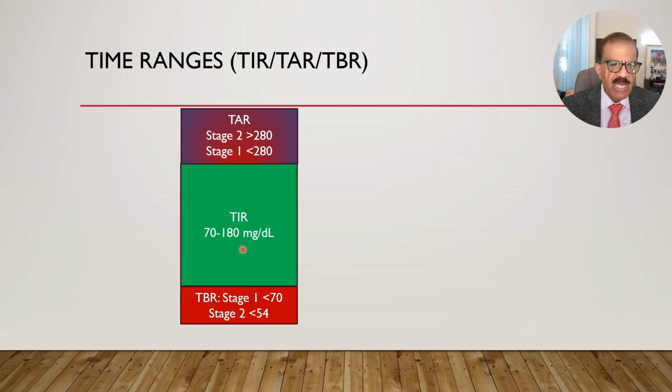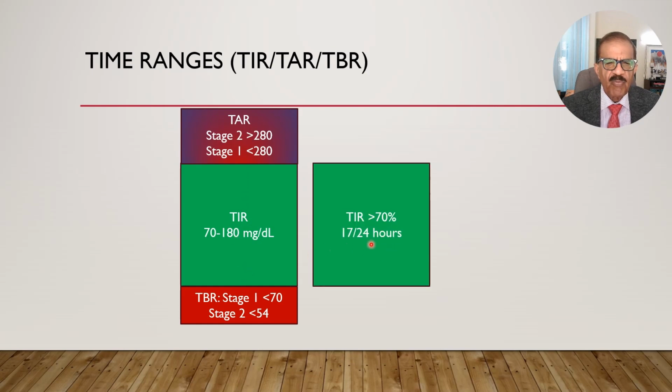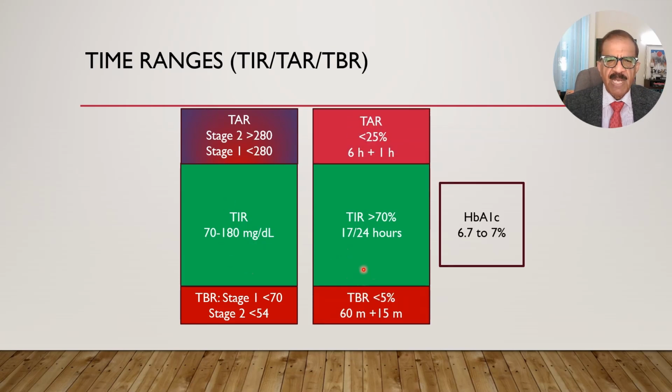So this time in range corresponds with 17 hours per 24 hours. If that is the case, your glucose control is accepted. So time in range should be more than 70%. That is, 70% of the time during the day, 17 hours per 24 hours, sugar should remain within this range. And this would correspond with an HbA1c of 6.7 to 7%.